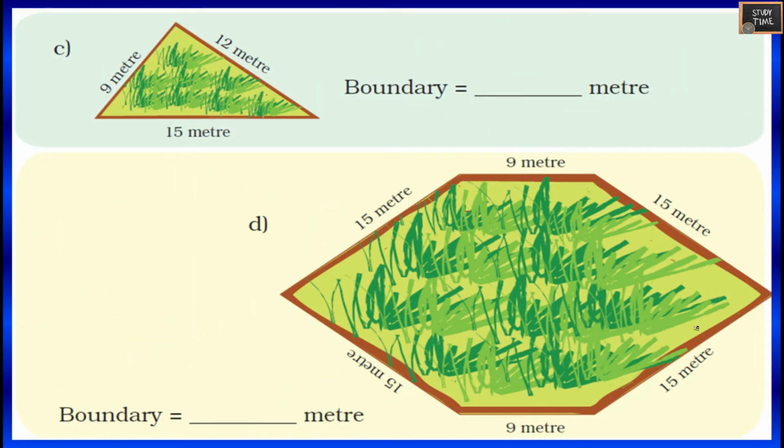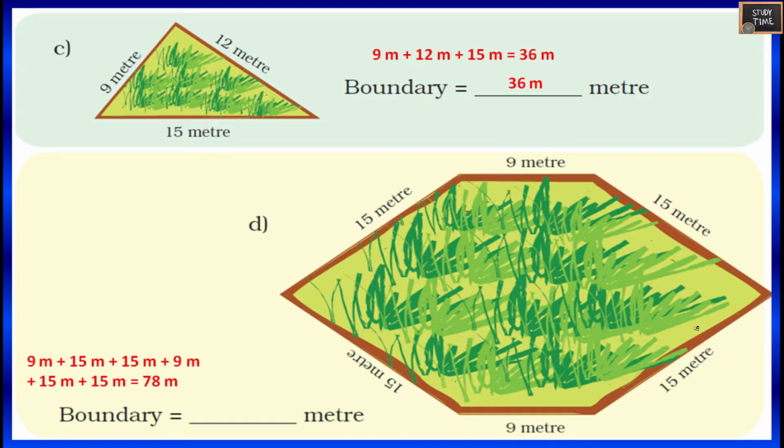Question C. This boundary is 9 plus 12 plus 15. The answer is 36 meter. Next, the last one is 9 meter plus 15 meter plus 15 meter plus 9 meter plus 15 meter plus 15 meter. The answer is 78 meter.